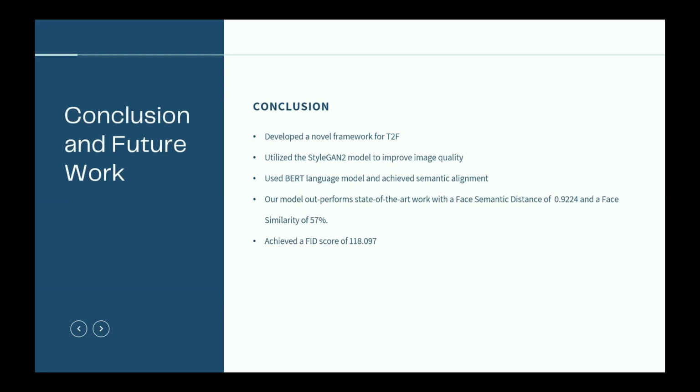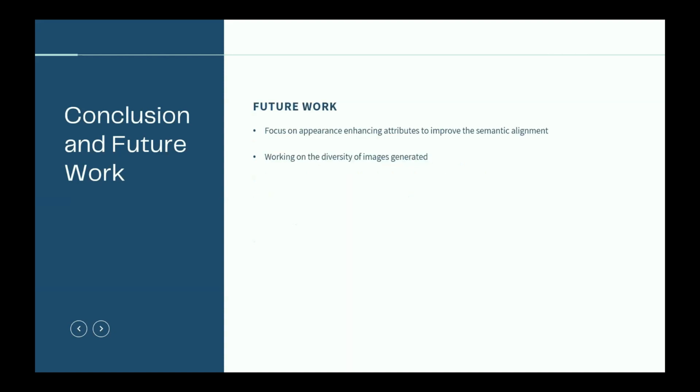But however, there is still more room for improvement, especially if we look at the images, appearance enhancing attributes like earrings or necklaces, hats. These things are not shown in our images, and we need to focus on that. And another interesting direction is we were able to only generate one image per description. But when we look at a description, there should be more images that we can generate, because obviously for a particular description, there are so many other different faces that we can generate. So we need to work on the diversity of the images generated as well.